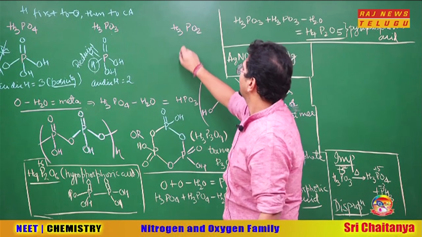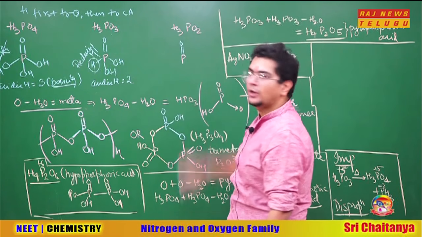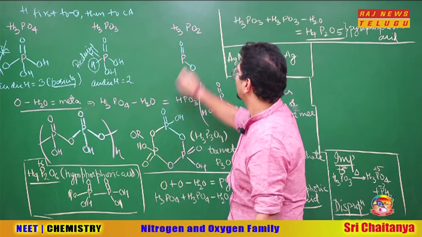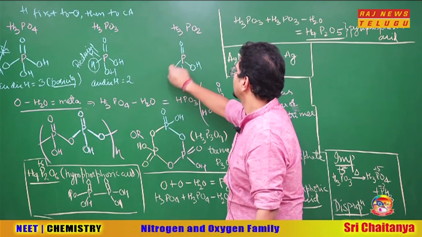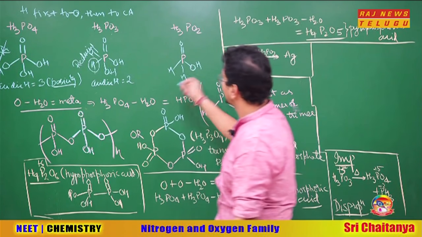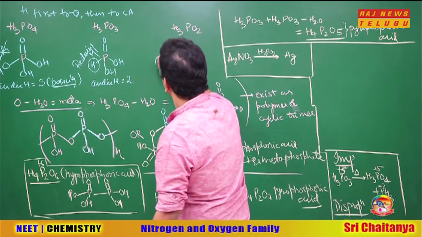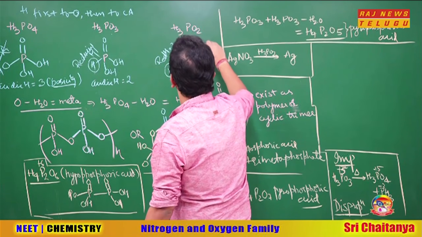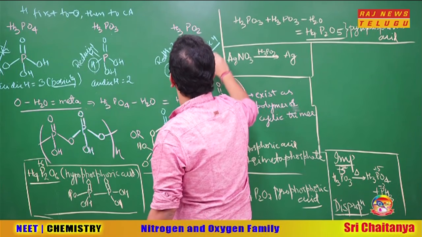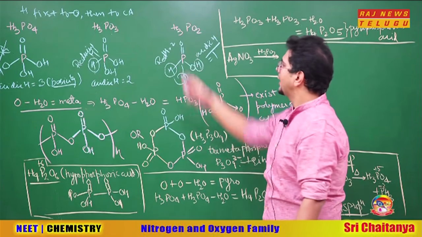In H3PO2, double bond O. How many oxygens are left? 1. Give it a single bond O. How many hydrogens? 3. Firstly give to oxygen and then give to the central atom. So how many reducing hydrogens can we see here? The reducing hydrogens are 2 and the acidic hydrogen is 1. So basicity is 1 but reducing hydrogens are 2.